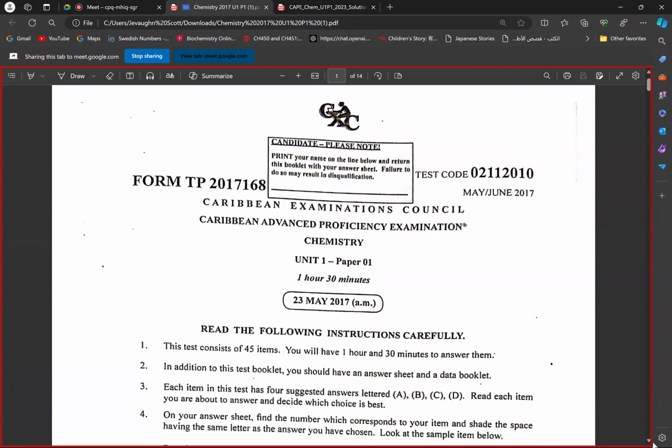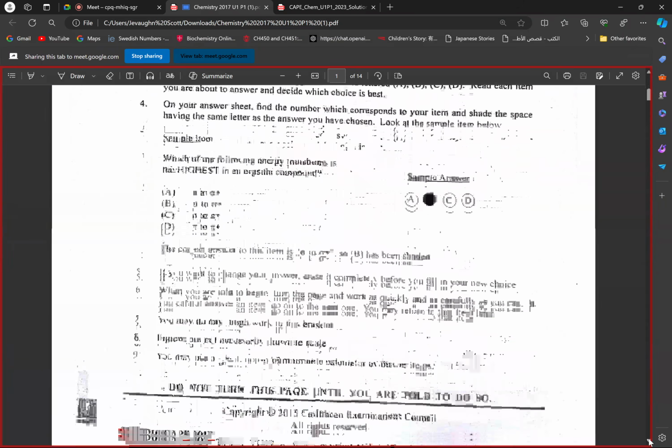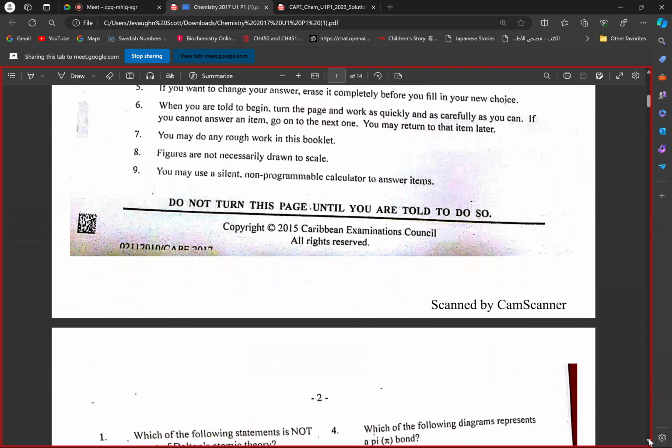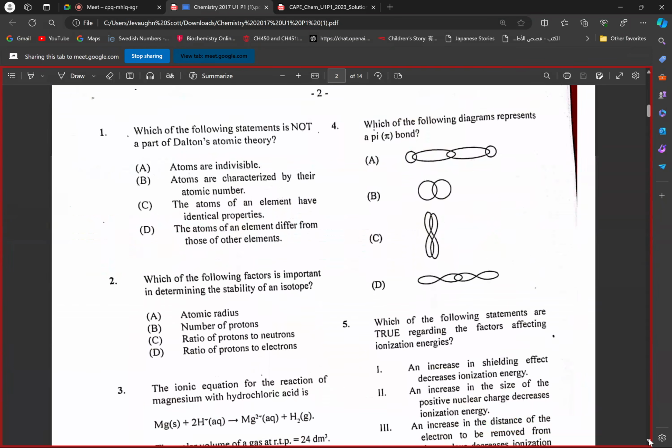And let's get started with the 2017 paper. All right, so scan by scan, CamScanner, we love that. Which of the following statements is not a part of Dalton's atomic theory? What's that? Which is not present there.